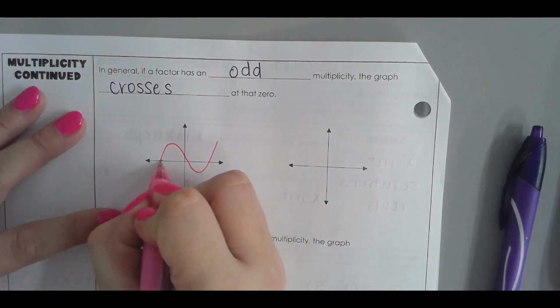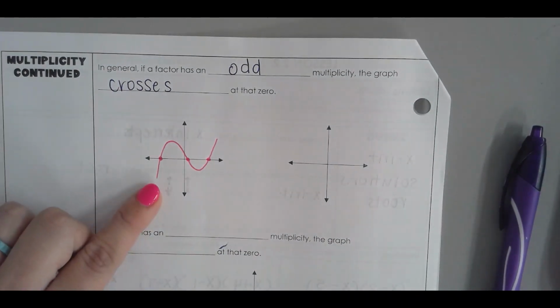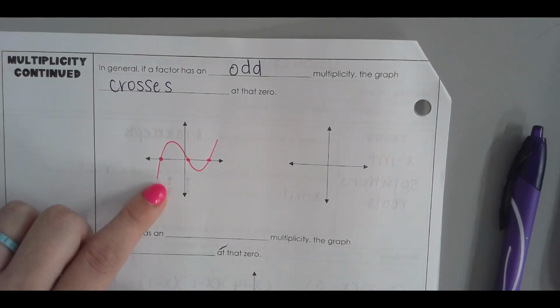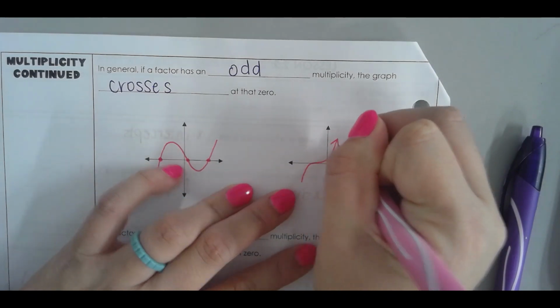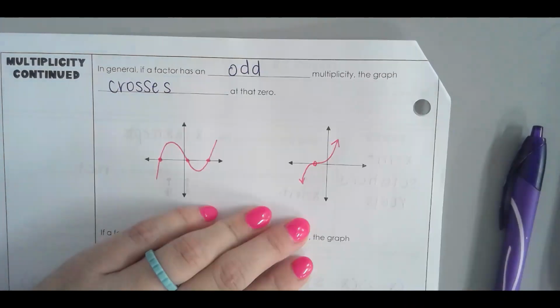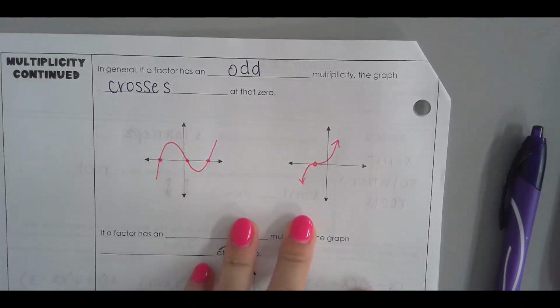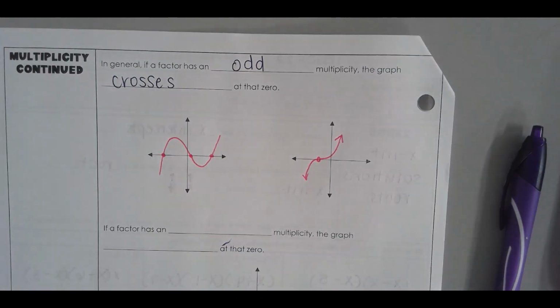So all of these are an example of where it crosses. Those cross through really nice. So those x-intercepts probably have a multiplicity of 1. Okay, but also something like that still has an odd multiplicity, but it's probably 3, maybe even 5. So those are all considered odd multiplicities.